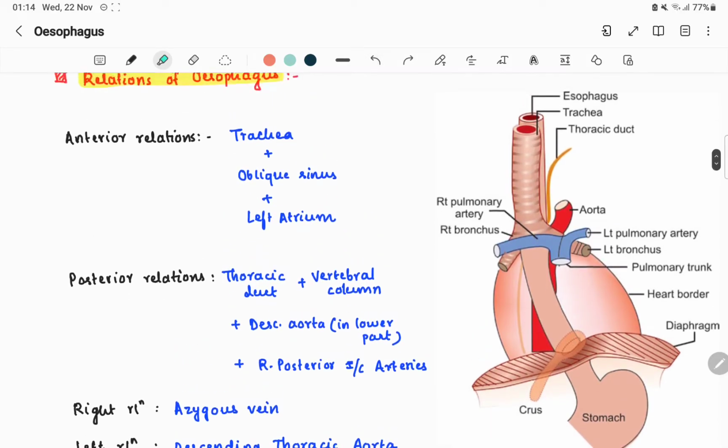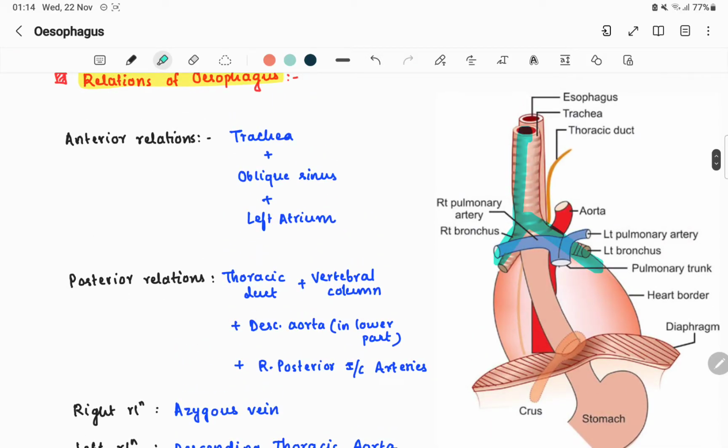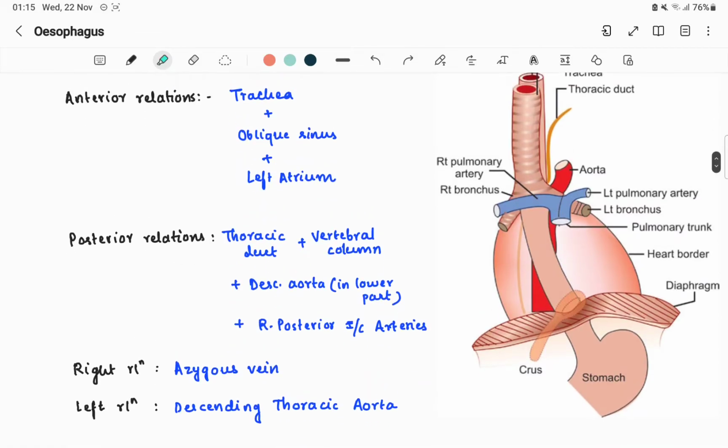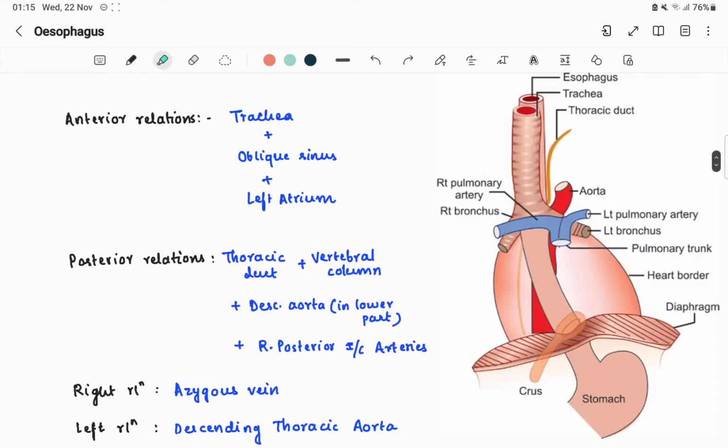You can see the trachea is present superiorly and anteriorly. The oblique sinus of the heart must be present there, and the left atrium. Then posteriorly we have the thoracic duct, descending aorta, and right posterior intercostal arteries. The right relation is the azygos vein, and the left relation is the descending thoracic aorta.